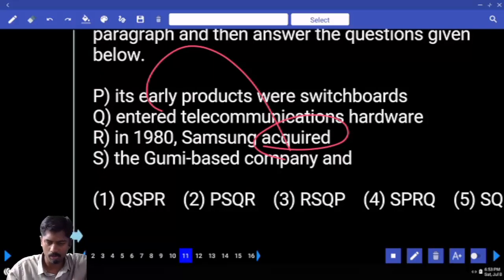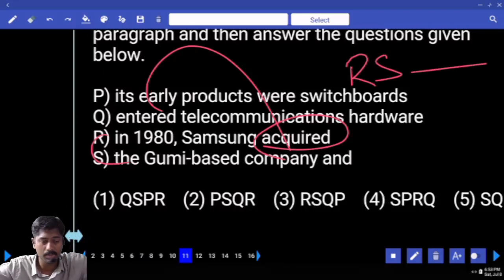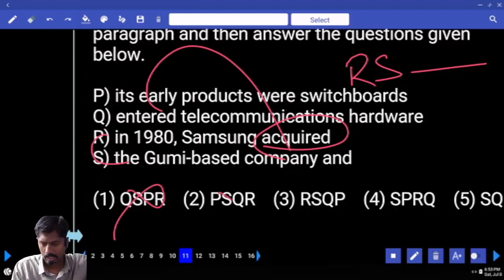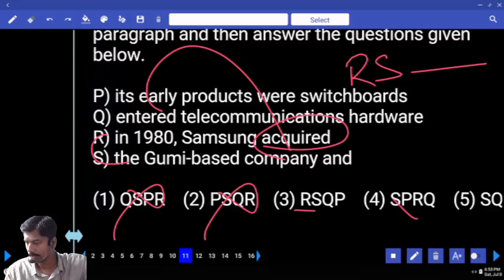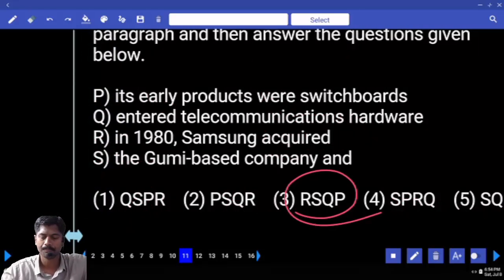Acquired enter, not possible. Acquired the Gumi-based company. Can I pair RS? It acquired the Gumi-based company and entered the telecommunications hardware. Okay, RS, let me check. QS, no. RS, okay. Answer, third option.